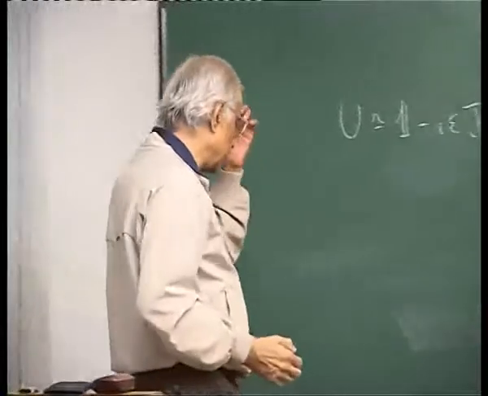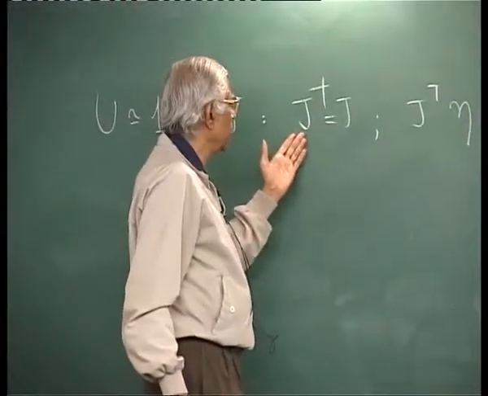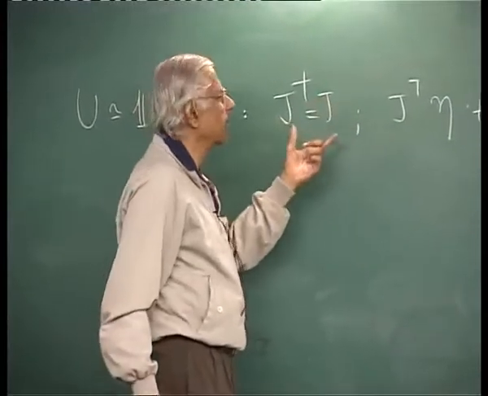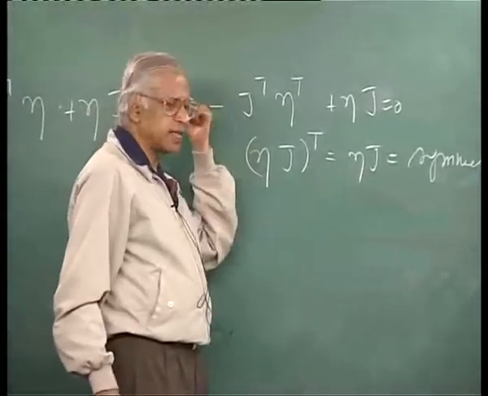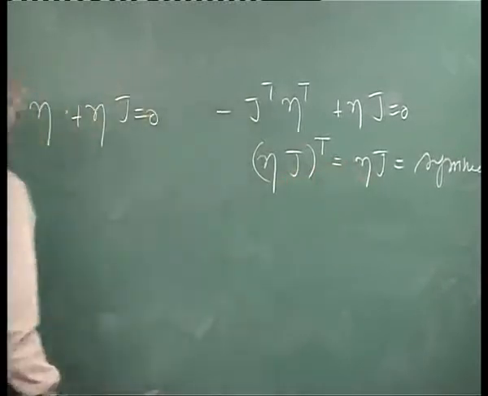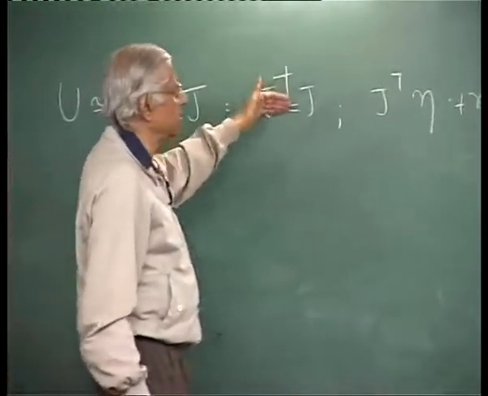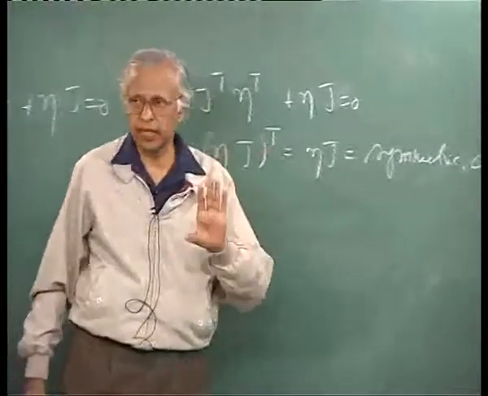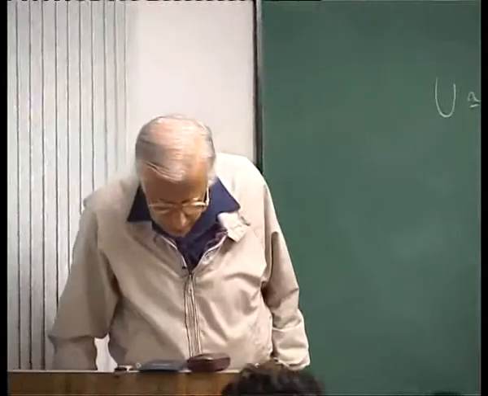So what is it that we must now do? We must look for all Hermitian matrices in 2L complex dimensions which have the property that eta times any one of those matrices is symmetric. So we cannot take all Hermitian matrices. We must take a subset of these Hermitian matrices with the property that eta j is symmetric. Okay, so these are the two conditions that we have to satisfy.